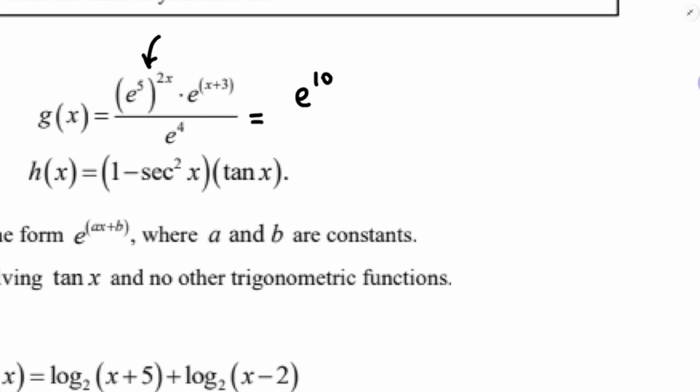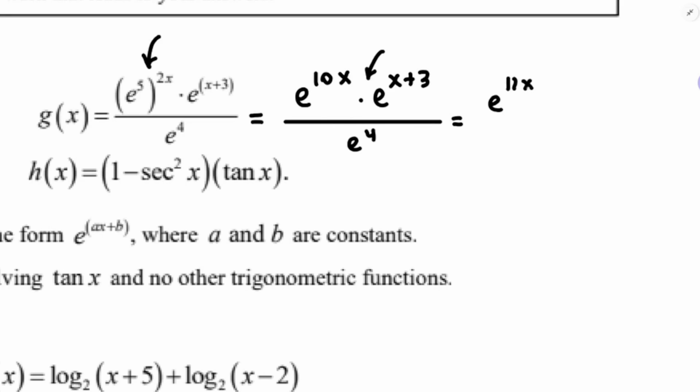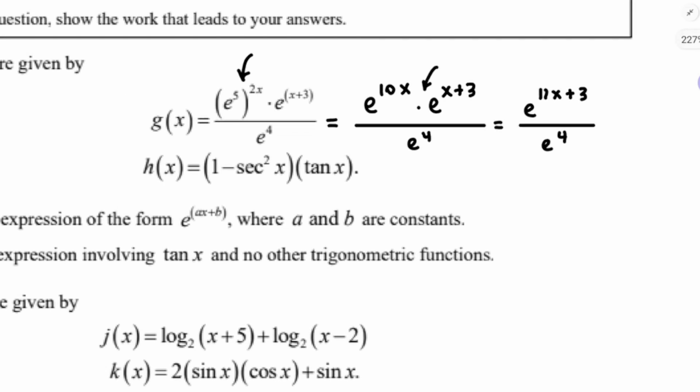So e to the 10x multiplied by e to the x plus 3, divided by e to the 4. Okay, and then maybe I'll work on that multiplication right here next. That's where we're going to add the exponents. So 10x plus x plus 3, that would be 11x plus 3. And then I'm still dividing by e to the 4. And when I'm dividing two things that have the same base and different exponents, that's where I subtract the exponents. So 11x plus 3 minus 4 would be e to the 11x minus 1.